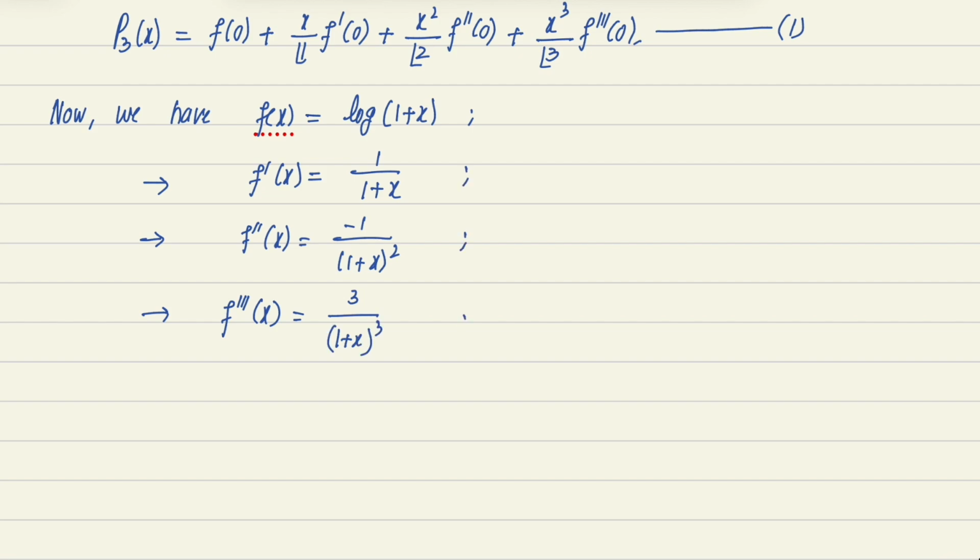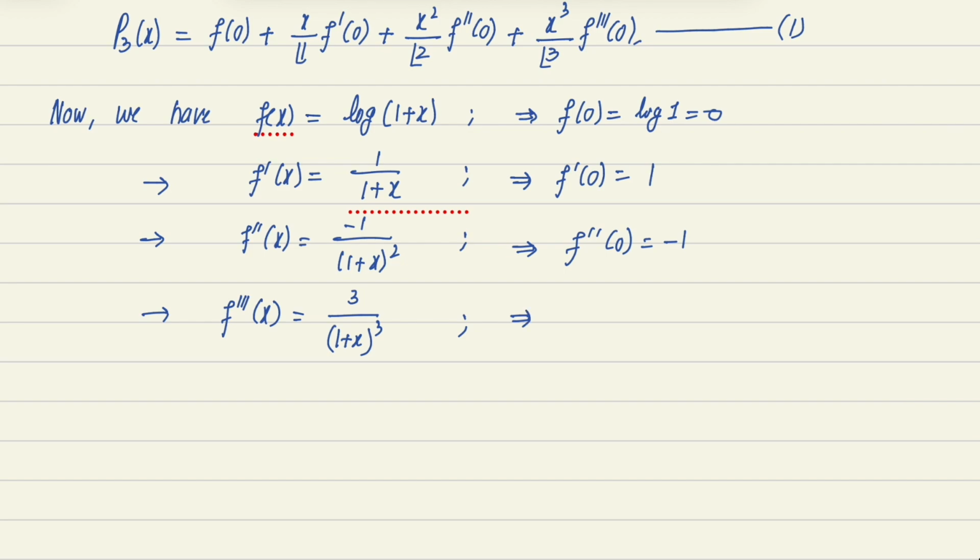Now we need to evaluate f of 0. So f of 0 is equal to log of 1, which is equal to 0. Now this gives us f dash of 0, which is equal to 1. Now this derivative gives us f double dash of 0, which is equal to minus 1. And here we get the third derivative at 0, that is equal to 3. So we are done with the calculations.